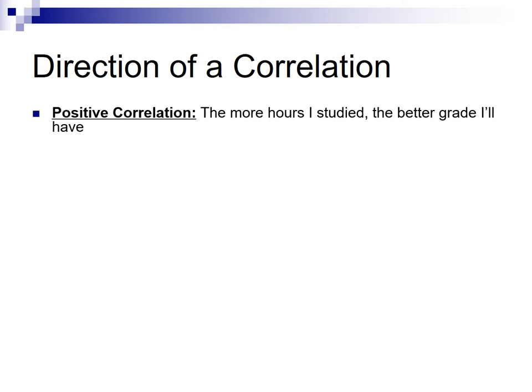When we describe if two variables are correlated, we need to first describe the direction of a correlation. A positive correlation means that when one variable increases, the other variable also increases. For example, the more hours I studied, the better grade I will receive.